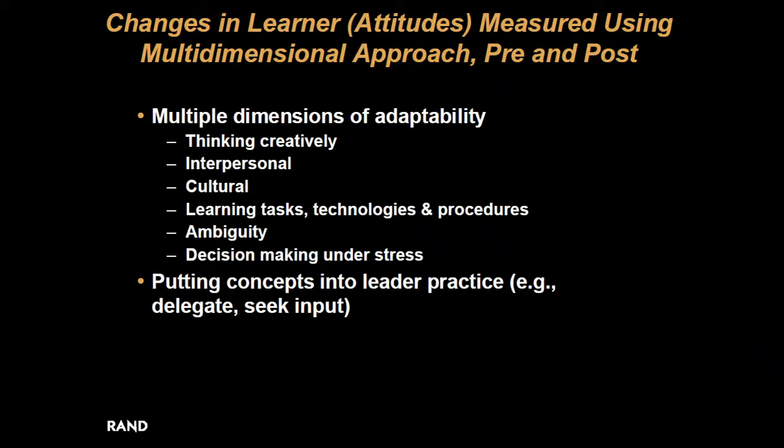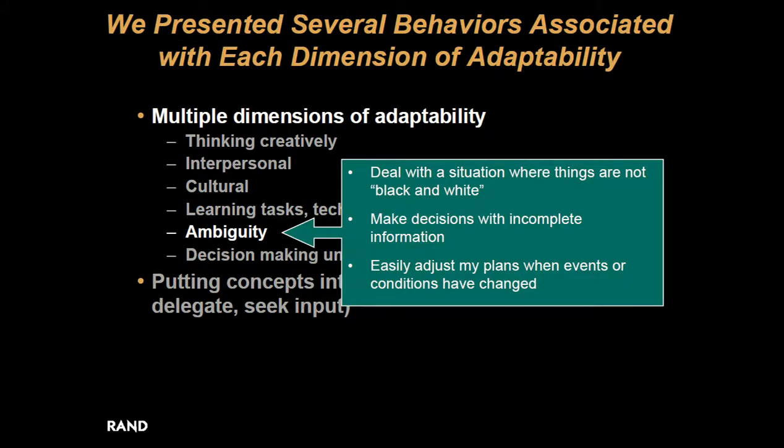And we also looked at some items having to do with what are leaders doing, how are they putting these behaviors into practice. And this was based on some work that ARI, that Leonard White has done at ARI. So for each dimension, we identified or developed some behavioral items. So this is for dealing with ambiguity. So we had 3 items having to do with dealing with ambiguity.